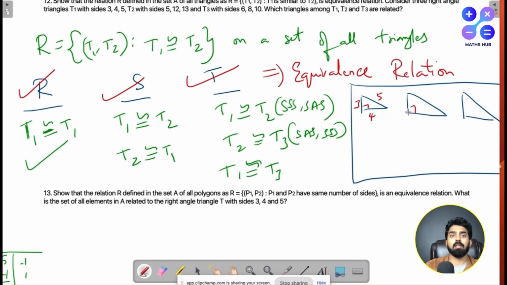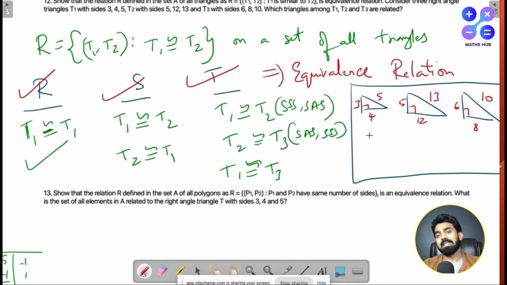The second one has sides 5, 12, and 13. The hypotenuse is always the biggest one, right? 5 squared plus 12 squared is 13 squared, which is 169. And 6 squared plus 8 squared is 10 squared, right? Which triangles among T1, T2, T3 are related?